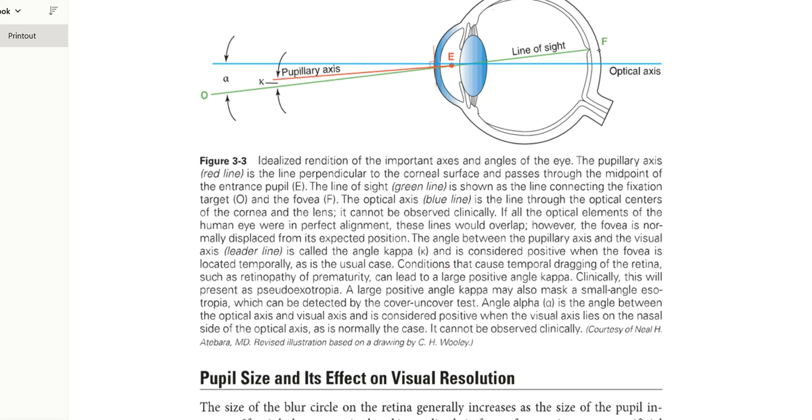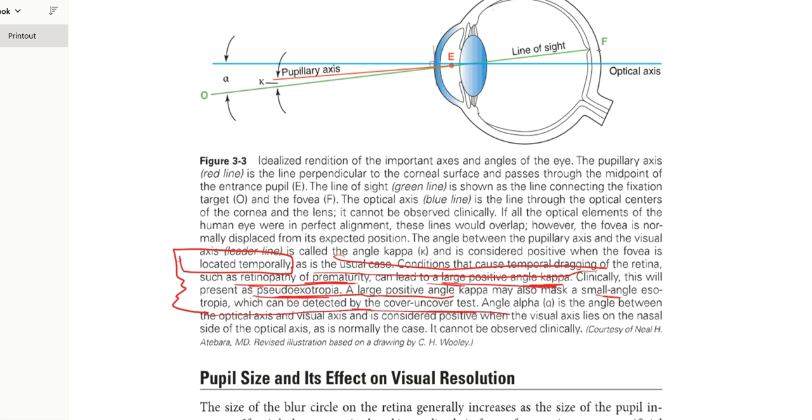The angle kappa is considered positive when the fovea is located temporally. These are the past MCQs I am telling. Conditions that cause the temporal dragging of the retina, such as retinopathy of prematurity, can lead to a large positive angle kappa. Clinically this will present as pseudoexotropia. A large positive angle kappa may also mask a small angle esotropia.